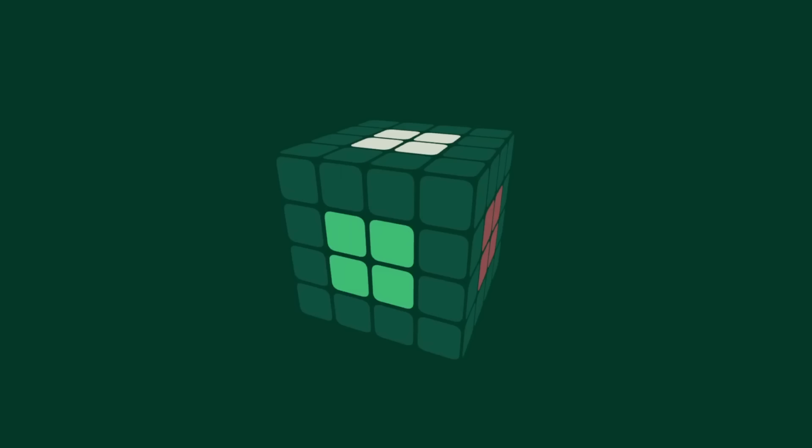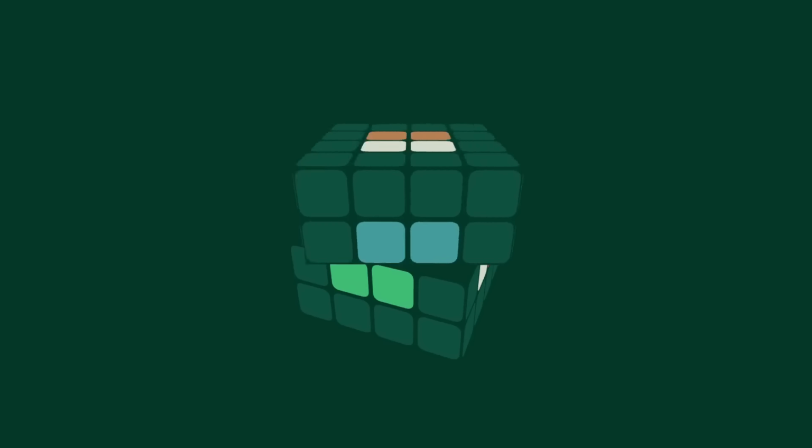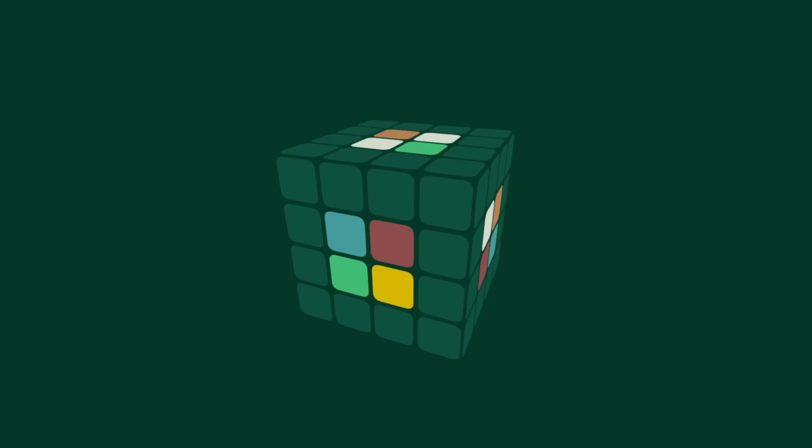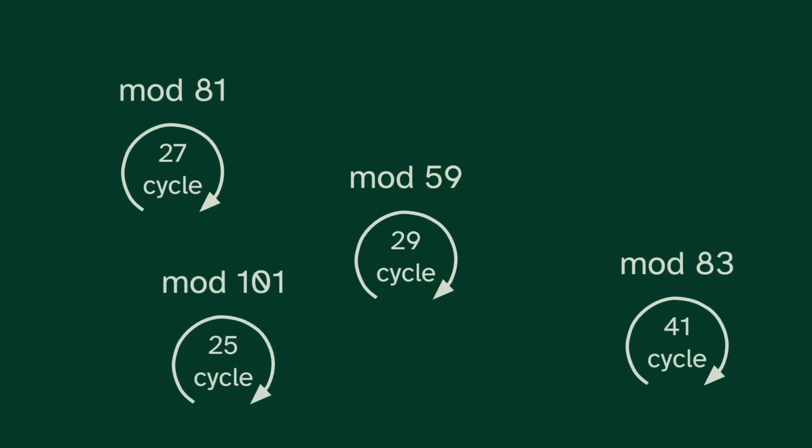However, if we use a 4x4, the centers move freely enough to allow for a 23 cycle, so we can work mod 47. But we quickly run into a problem again with mod 59, which needs a 29 cycle, and that can't fit on any sized cube. And that happens again with mod 81, 83, 101, 106, and as we climb higher it gets harder and harder to fit onto the cube.